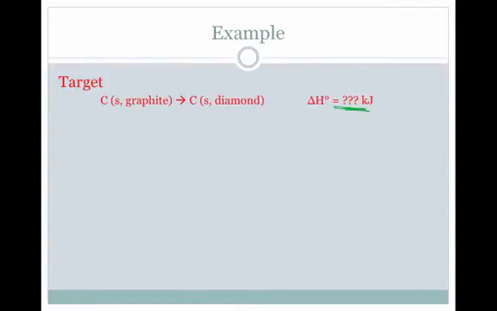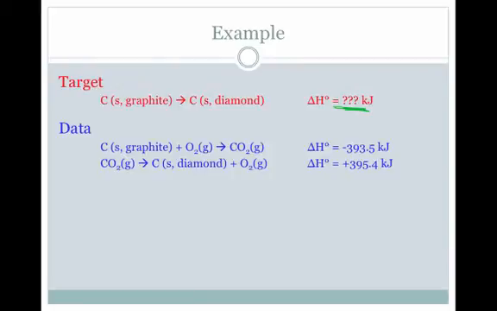Well, to figure out that delta H, we're given data on other reactions. And notice how these reactions contain similar chemicals, similar products and reactants. And we're going to find a way to combine these reactions so that they end up looking like this one. Well, the important thing to do is to identify the chemicals that we're looking for. Here's carbon in its graphite form acting as a reactant, which is what we want it to be, right? And here's carbon in its diamond form acting as a product, which is what we want it to be.